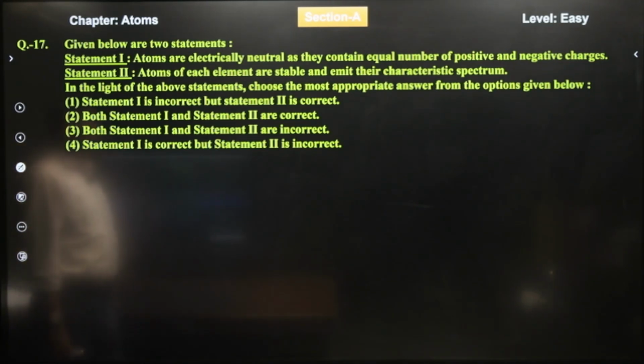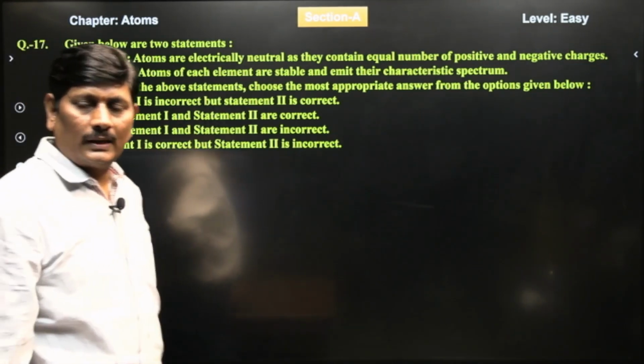Next one, it is also related to atoms. This is the second question from atoms.